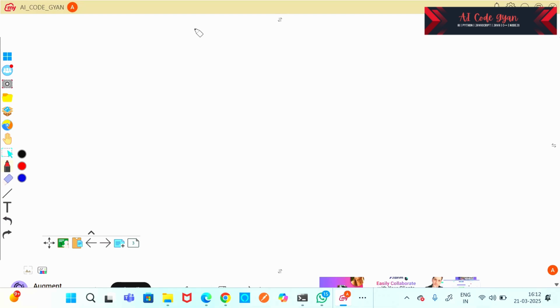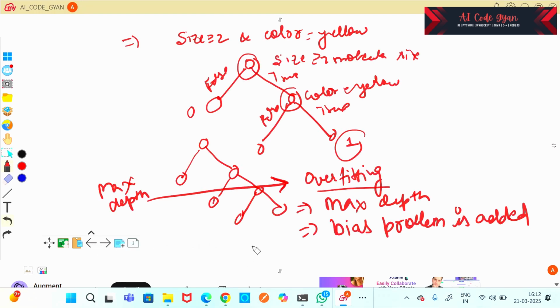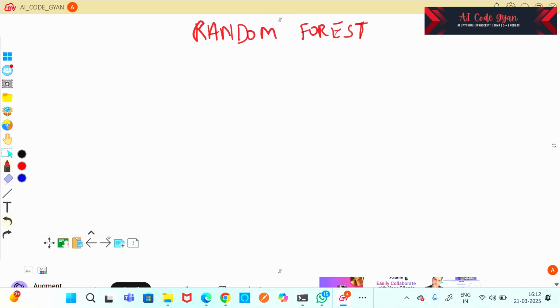Now there's a new algorithm which has come, that is random forest. Whereas our decision tree is used for predicting categories or classification, when we talk about random forest, we have a group of decision trees. So now we'll see how it is random and how it is forest. It is a group of decision trees. That's why it is called forest.